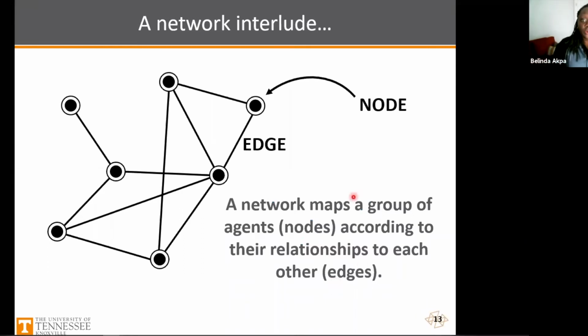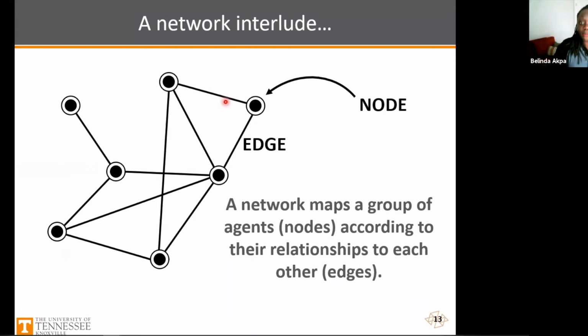So for those of you who aren't familiar with network analysis, networks are actually fairly simple on the face of it. It's a type of graph that allows you to organize relationships between agents of interest. Relationships of interest, agents of interest. Emphasizing that because it is up to you to choose the definition of a node, which is your agent of interest, and to choose the definition of an edge. What is the relationship that you're interested in?